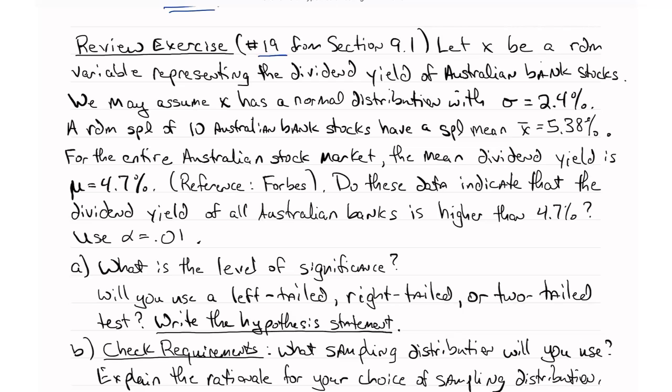Now I want to stop and say this is not true ever in real life. Think about what we're saying here. We're assuming this, but it's not really true. For the entire Australian stock market, the mean dividend yield is 4.7%. Even if you could take all of the Australian stock market, it changes second to second. So it's never the same from time to time. So please, the book does this, but please realize that we would never really know mu.